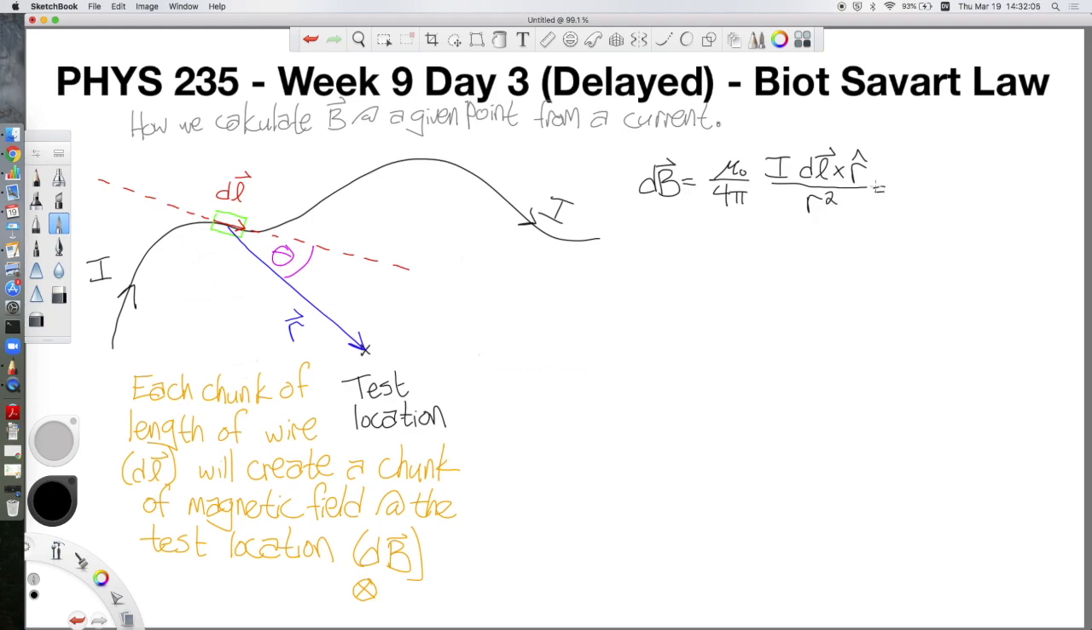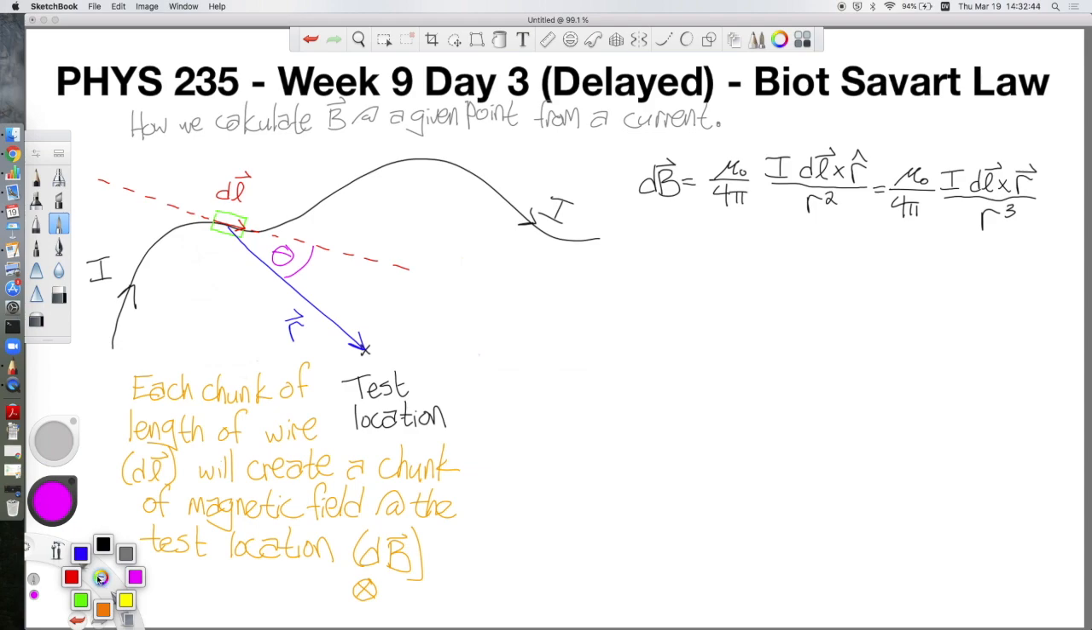Or, in a form that means you don't have to deal with unit vectors, we could just rewrite this as almost the same expression: mu naught over 4 pi, I times dl cross, in this case, just r, and we're going to divide that by r cubed instead. These expressions are equivalent. It's just a difference of whether you want to deal with unit vectors or not. And then we will add up the contributions of dB from each little chunk of the total length of the wire by taking an integral.